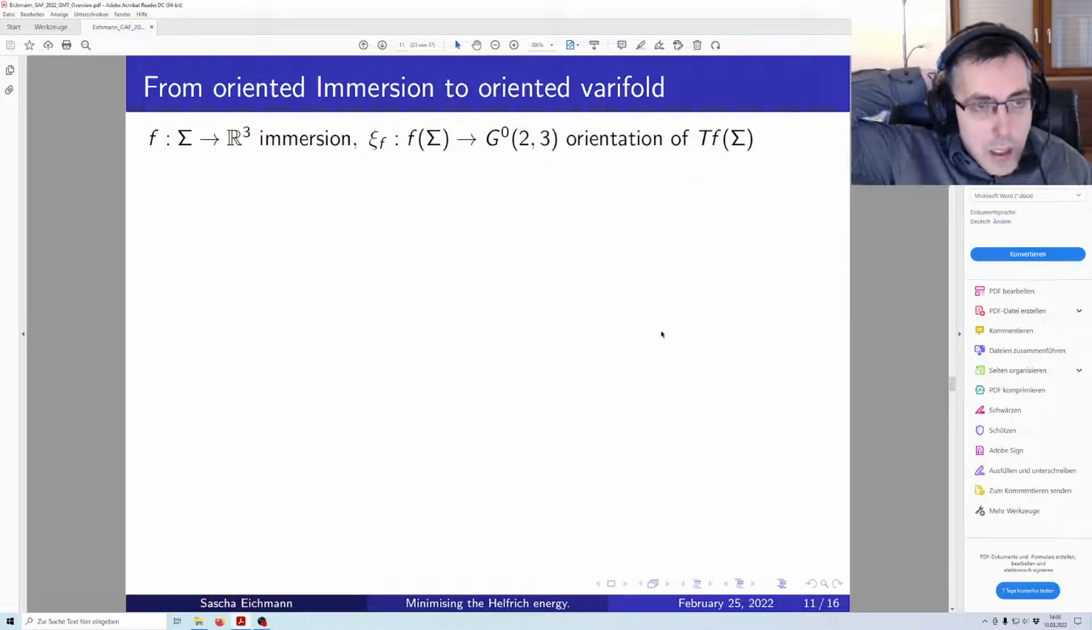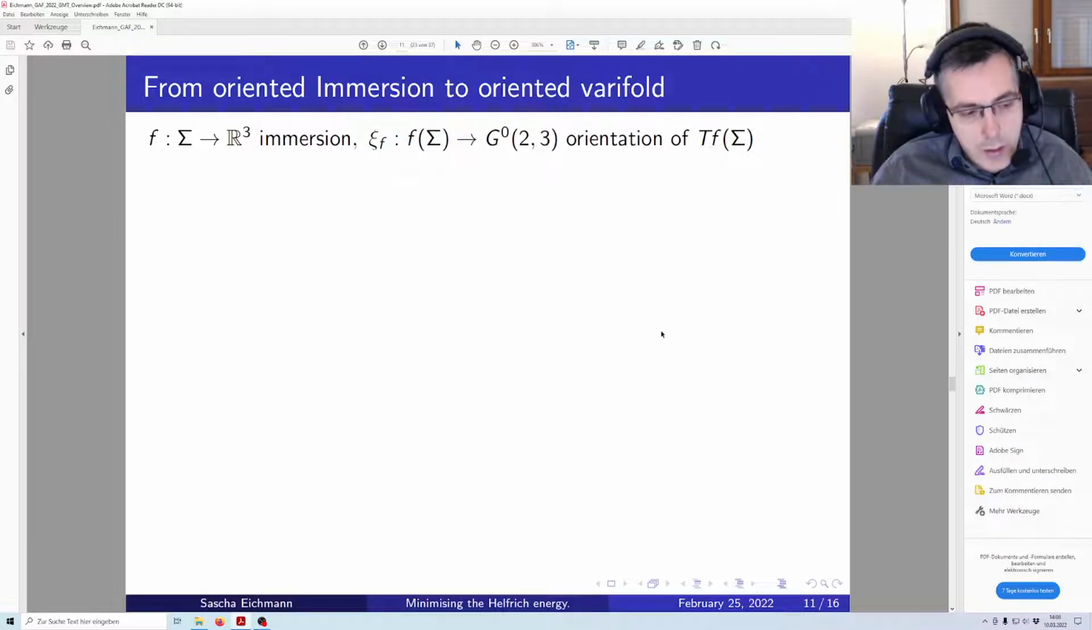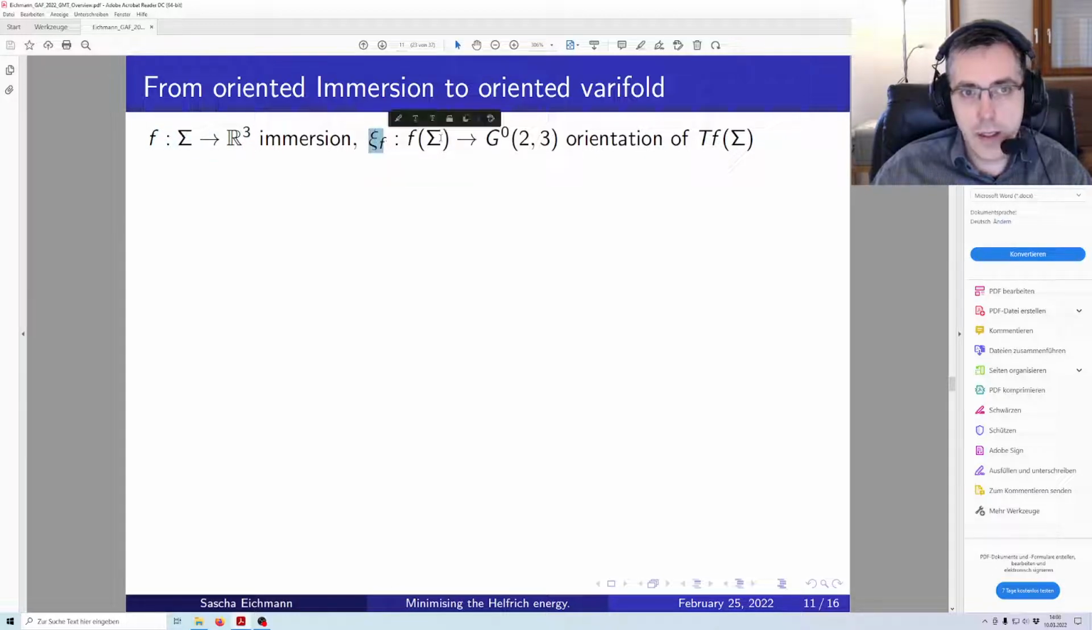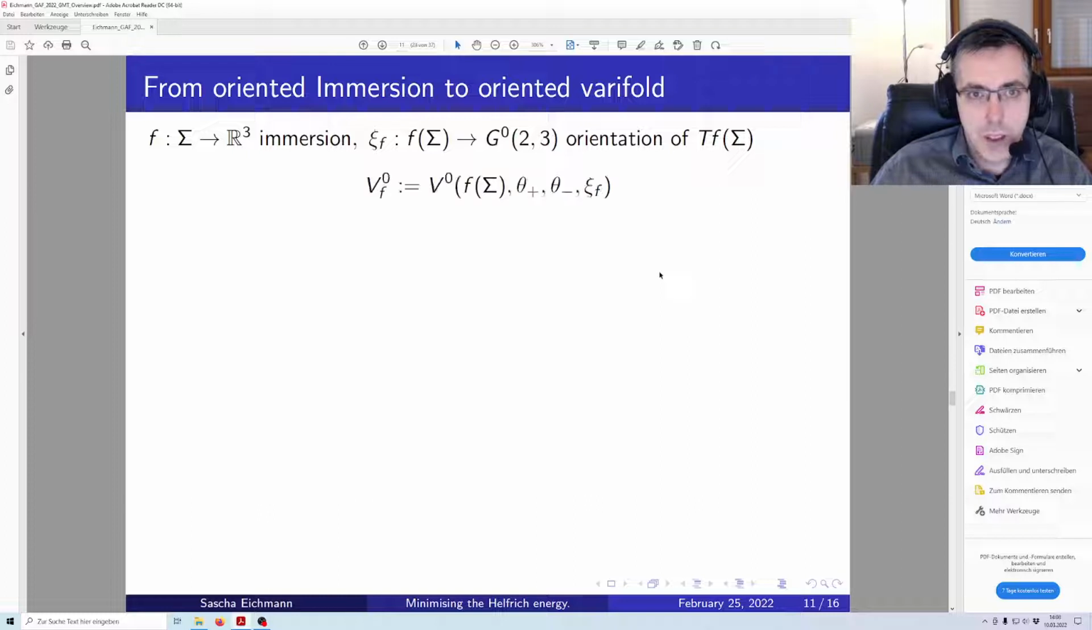So, as I told you above, now we need to be a bit more careful when we go from an immersion to a varifold, because now we want to respect the orientation as well. So, how do you do that? You take an immersion, a given orientation on the image of this immersion, and then you basically control the orientation by writing down the correct densities.